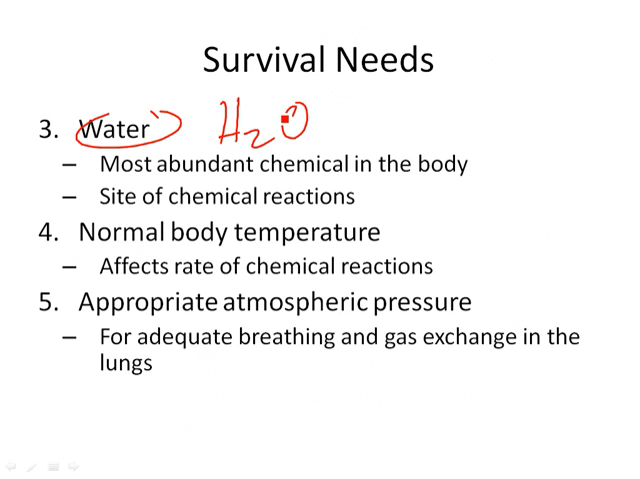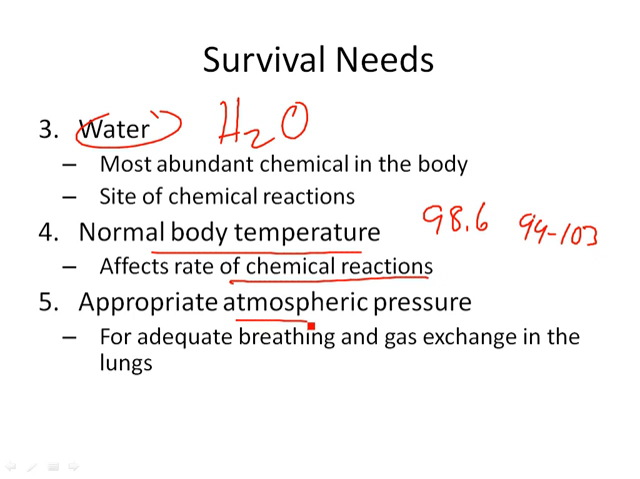You also have to have a normal body temperature. Our normal body temperature, you should know by now, is 98.6. But we can function anywhere between about 94 to 103. Once you start getting out of those ranges, you start to have some problems. Especially 104, 105, start to have brain injury. Below 94, things start to slow down. Chemical reactions are definitely affected by temperature. So you have to stay in this narrow range in order for the chemical reactions in your body to occur like they need to. And then you also need atmospheric pressure.